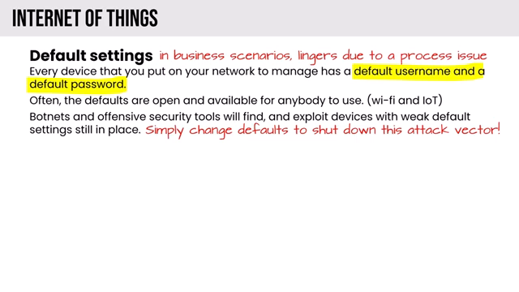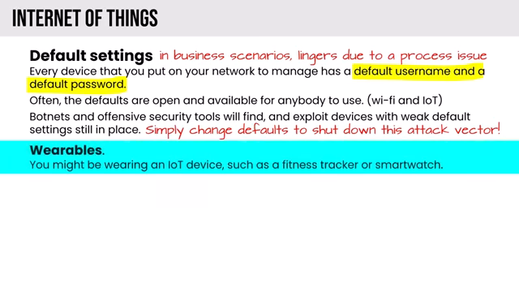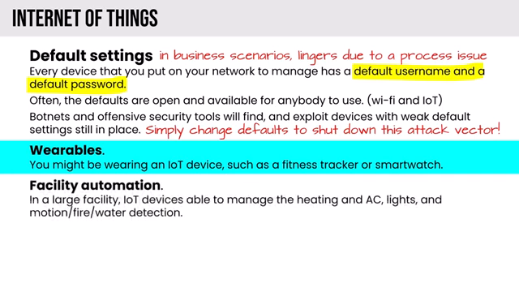When we onboard devices to a business network, we'd expect the default settings to be updated to a more secure standard. We see IoT in wearables. You might be wearing an IoT device like a fitness tracker or a smartwatch. They come in the form of facility automation, which would be more relevant in a business scenario.